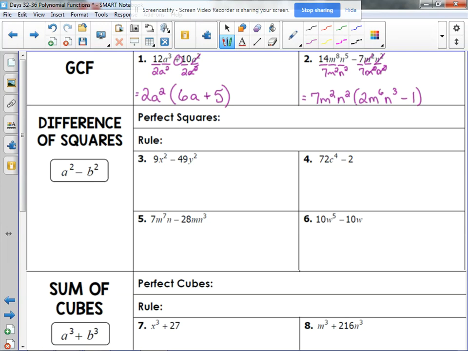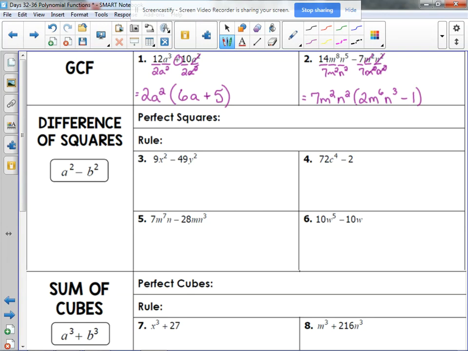You have to have that 1. If you don't have the 1, when you go to multiply it back out, you're only going to get that first term. You're not going to get the 7M squared N squared that you're supposed to have there on the end. Okay, so that is just factoring out a GCF. You always, always, always look to see if they have anything in common first.